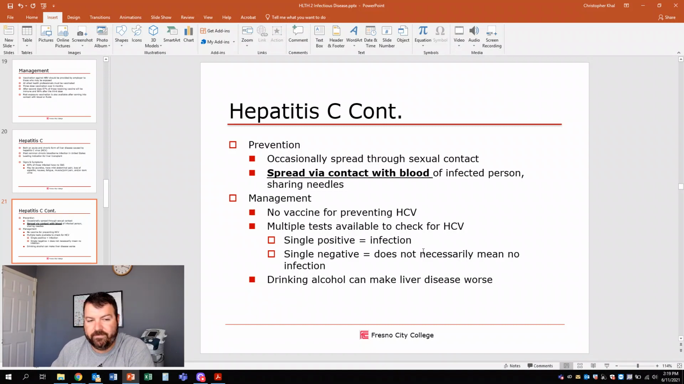and same with a single negative test. Obviously, drinking alcohol can make the liver disease worse because the liver helps filter out a lot of the different toxins like alcohol. Also, they may want to stay away from Tylenol. The acetaminophen, which is Tylenol, is really kind of harsh on the liver in itself.